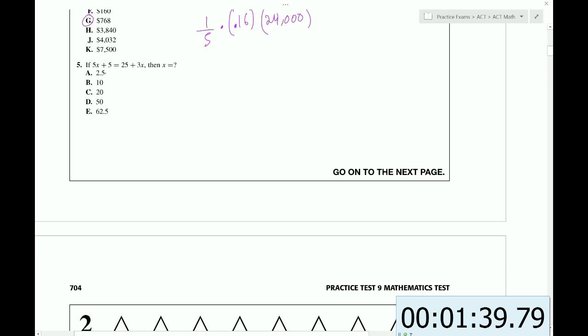Alright, so for this one we would subtract 3x from both sides. We get 2x plus 5 equals 25. And then subtract 5. 2x is 20. Divide by 2, x is 10.